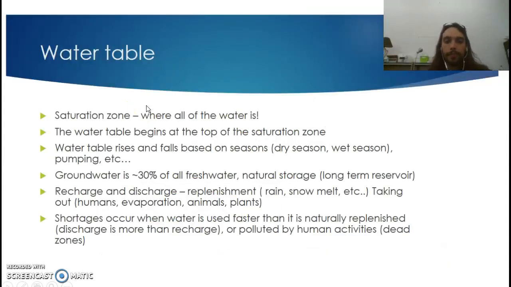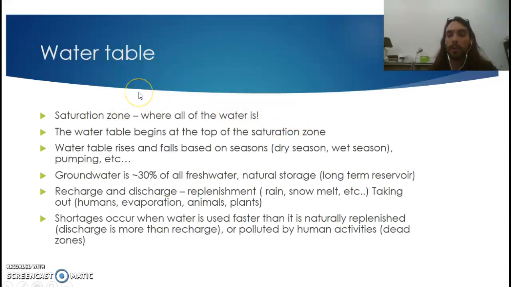So what is the water table? I talked about it a bit before in the Ogallala Aquifer picture. The water table is basically just where the water is underground. And so we have this saturation zone. I've already talked about saturation, and that's basically just really, really wet stuff. Basically, it's leaking. So the saturation zone, that's where all of the water is.